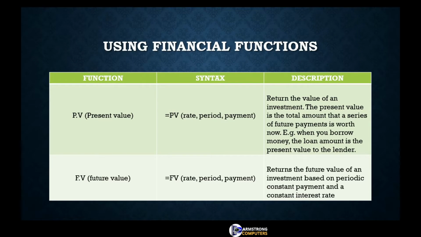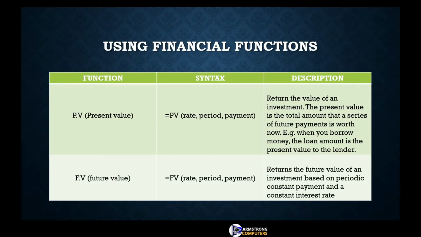Here we have a function called PV, which is the present value. The syntax refers to how it's being used. I've explained that in our previous video, so you can take a recap. The syntax is equal to PV, bracket, rate, period, and then payment. That is how the present value is used, and it returns the value of an investment.